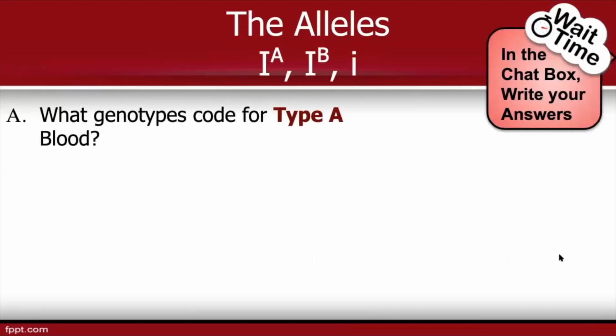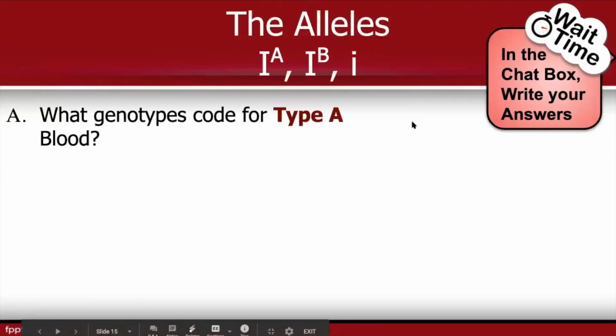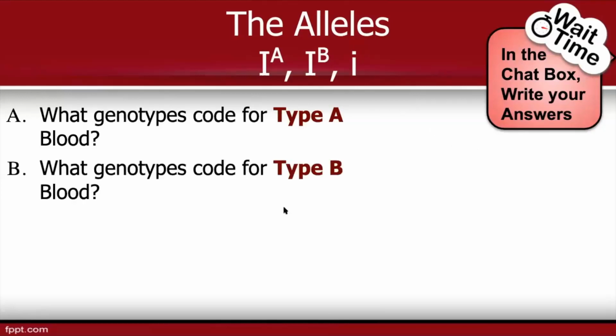Okay, so in the chat box, or this might be our last slide, gang, I got some questions for you. What genotypes code for type A blood? There are two genotypes possible. What are they? Type it in. What genotypes code for type B blood? Remember, they need two alleles.